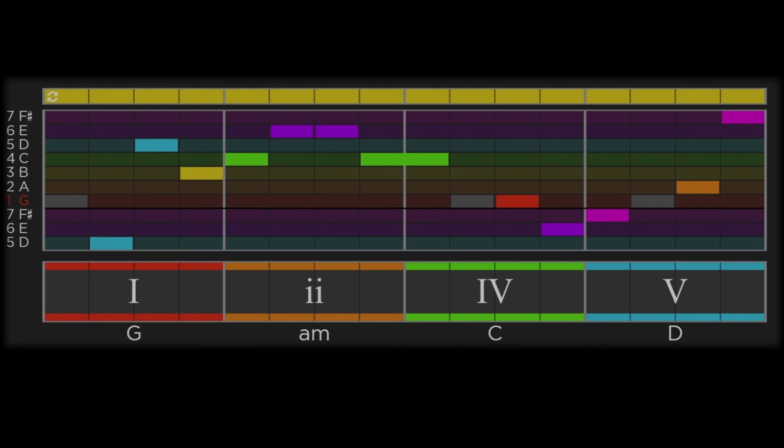Here's a 1, 2, 4, 5 example with leaps and steps into different octaves.